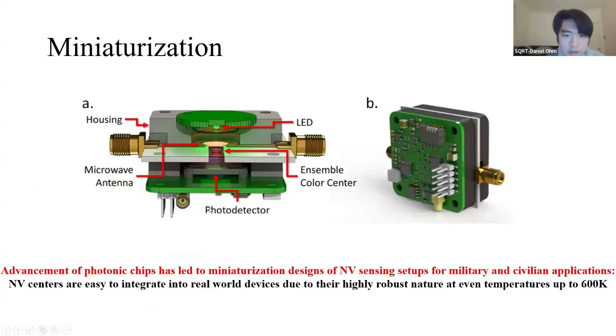Because of these very wide range of applications for sensing, NV centers are very versatile, and there have been pushes to miniaturize them into small devices like these. Advances in very small scale photonics have made this possible. As you can see, this is the very mini version of the experimental setup I showed earlier. There have been pushes in research to find more ways to miniaturize the setup for integration into, for example, military vehicles and medical equipment as well.